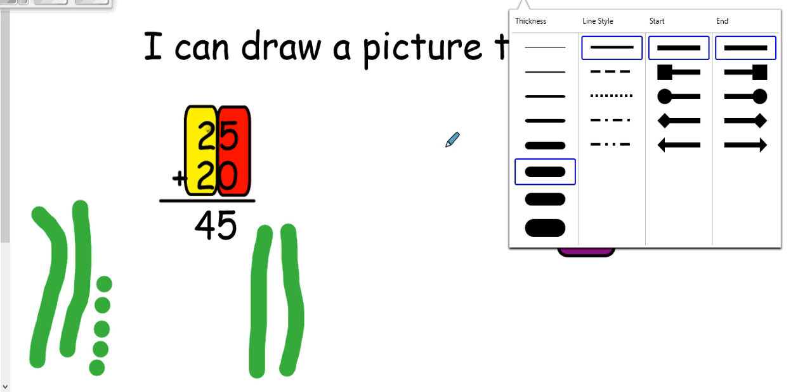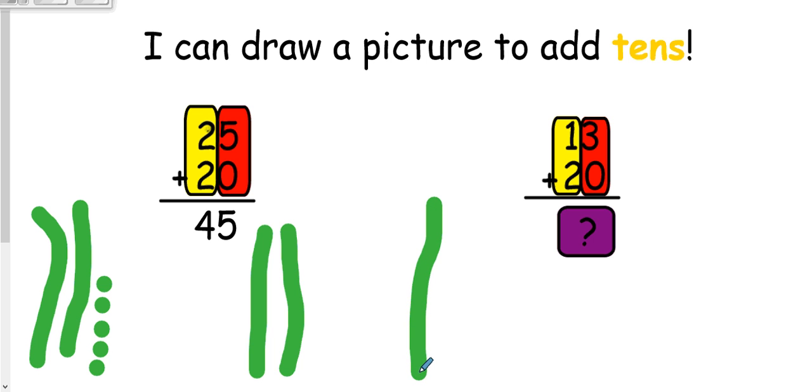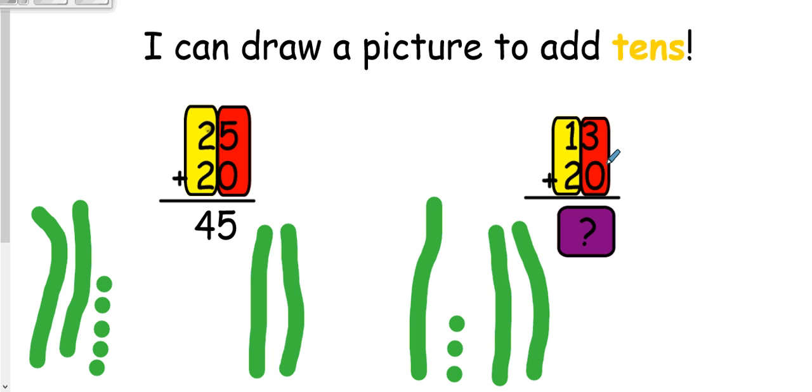We know 13 had one 10, so I'm going to draw one 10 stick. 13 has 3 1s, so how many 1s am I going to draw? 3. We're putting 13 together with 20. 20 has 2 10s, so I'm going to draw 2 10 sticks. It has 0 1s, so I'm not going to draw any 1s. Let's check to make sure our picture matches our equation. 1 10, 3 1s, put together with 2 10s, 0 1s.